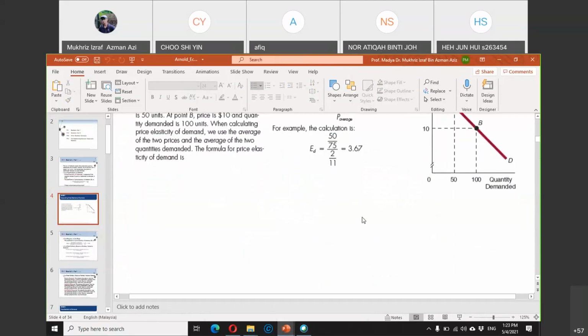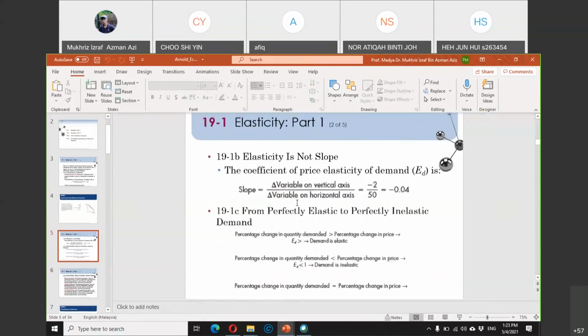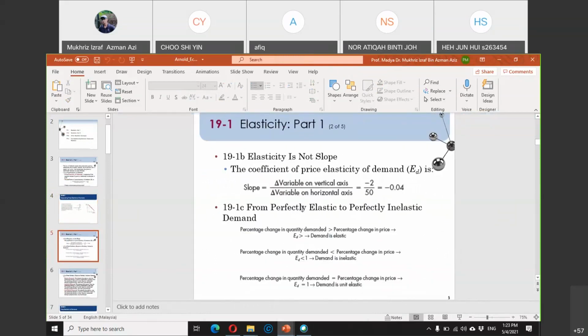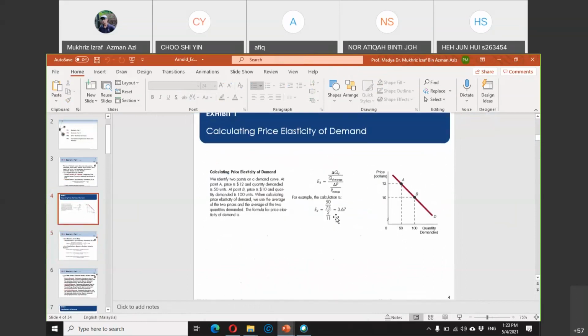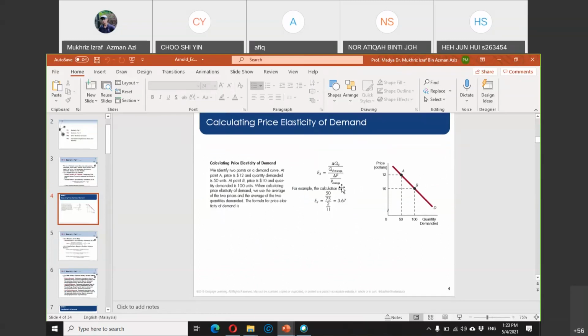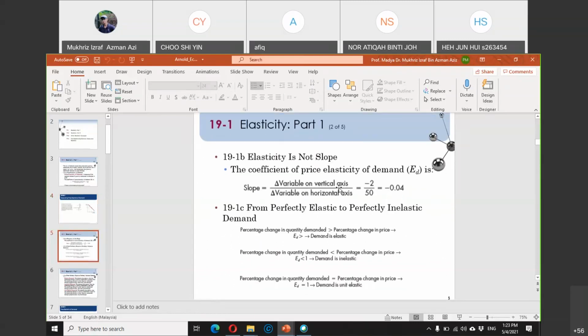So next, how do you interpret the value of elasticity of demand? Remember the focus is the absolute value: 3.67 or 1.2 or 0.1. Although you get negative 0.1 or negative 3.2, only focus on the absolute value, not the negative value.